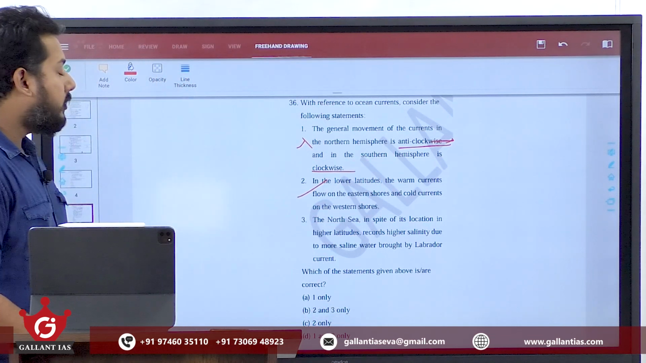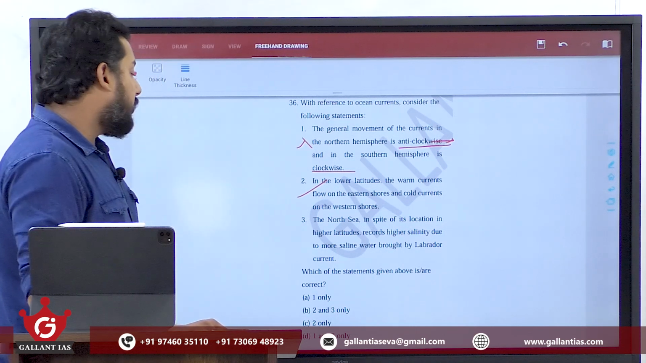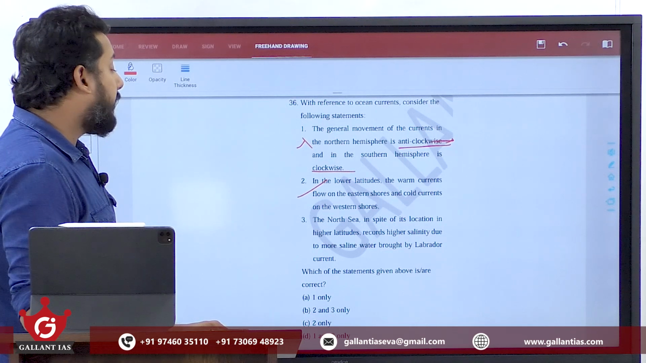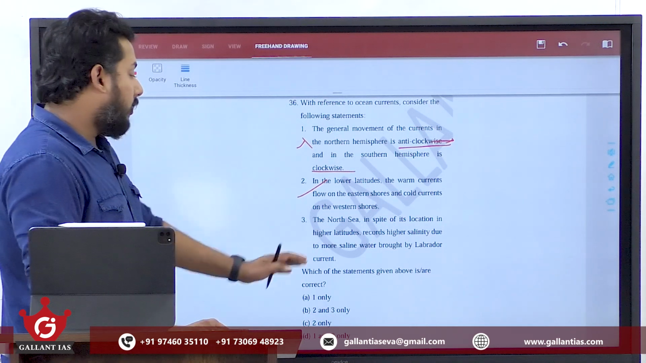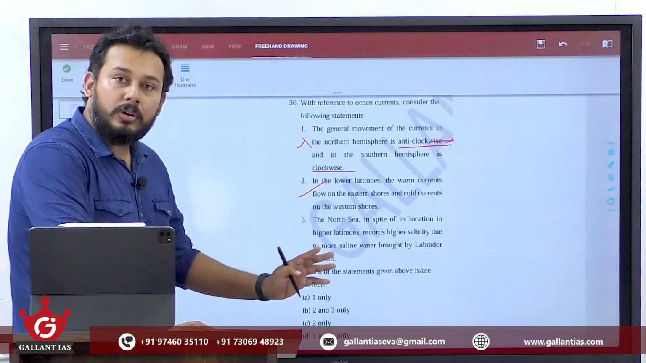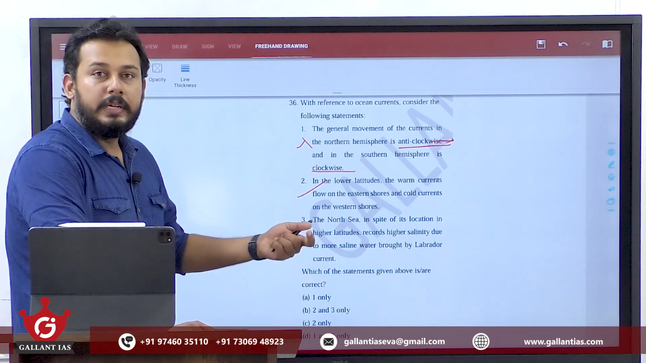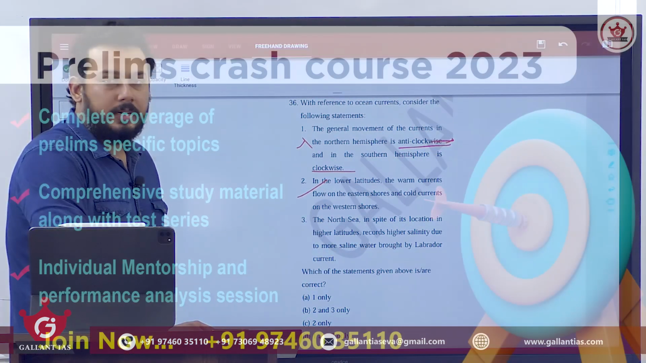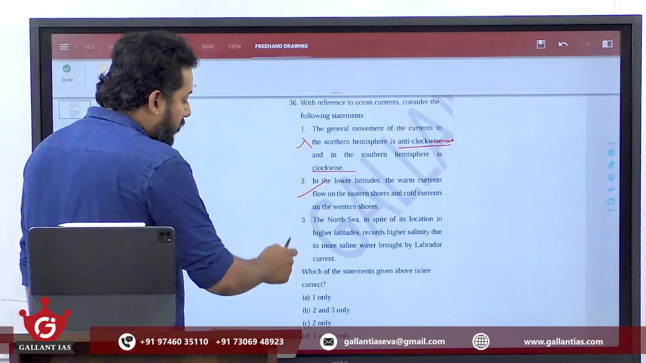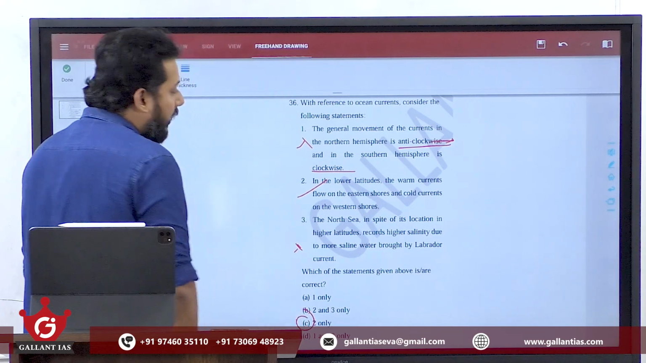Third, the North Sea, in spite of its location in higher latitudes, records the higher salinity due to more saline water brought by Labrador current. Labrador current is basically flowing through the Labrador Sea. And secondly, Labrador current is a cold current. If it's a cold current, it is obviously going to decrease the salinity, not to increase the salinity. So this third statement is anyway wrong. So here, the first statement is wrong, the third statement is wrong. The answer is 2 only. C is the correct answer.